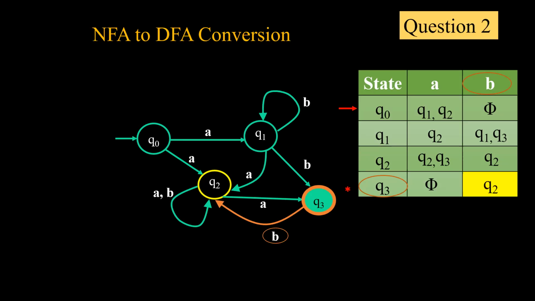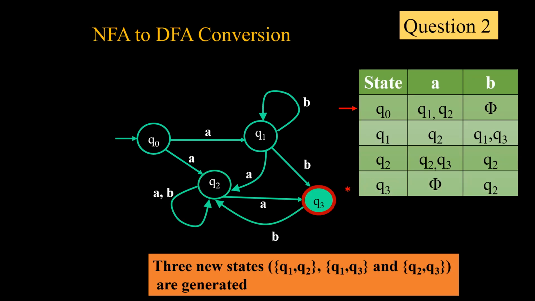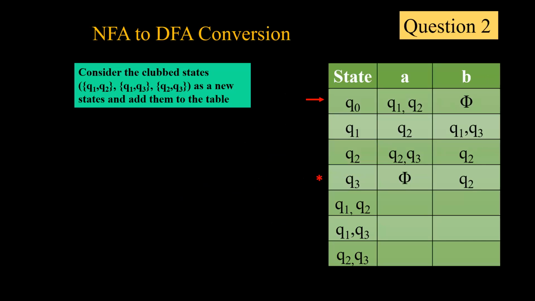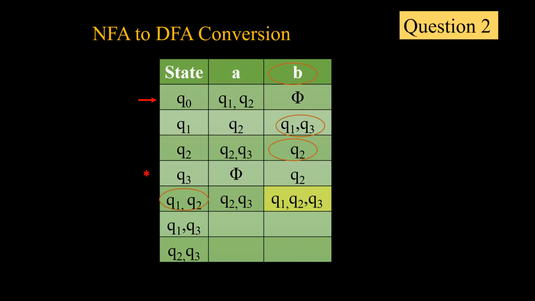Now, if we see this table, we will identify that we have three new states. One is Q1, Q2, another is Q1, Q3, and the third one is Q2, Q3, which has been generated. We will add all these three states in the table in the form of three new clubbed states with three new rows. Now we will consider Q1, Q2 on A. We get Q2 union Q2, Q3, which is equivalent to Q2, Q3. Then we have Q1, Q2 on B, which is Q1, Q2, Q3. So we have a new clubbed state, which has three states Q1, Q2, Q3.